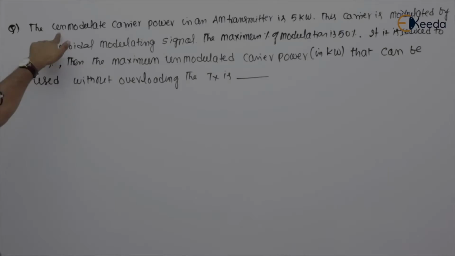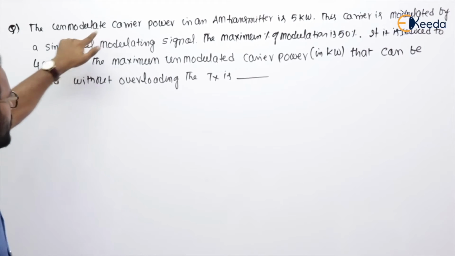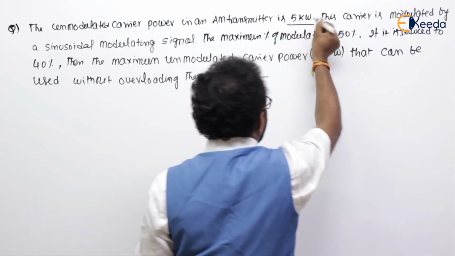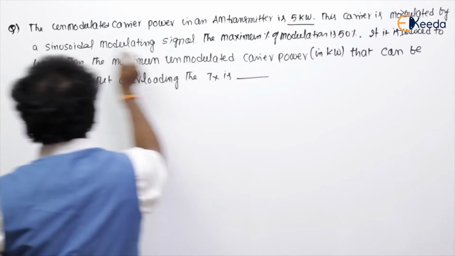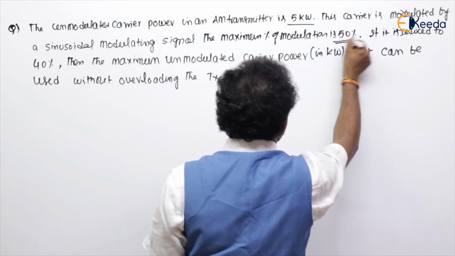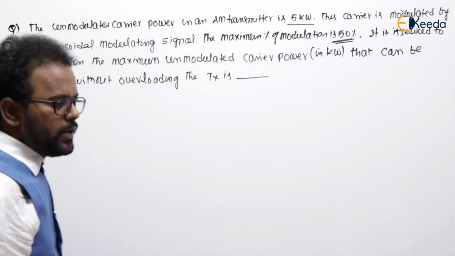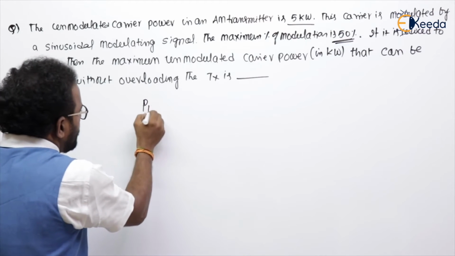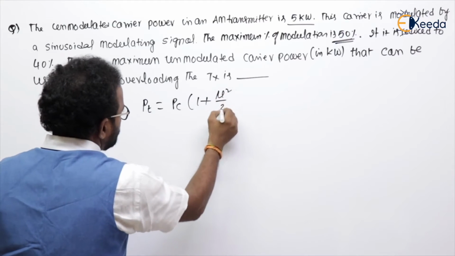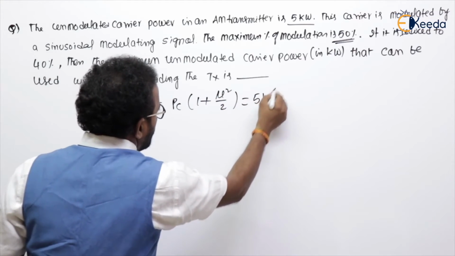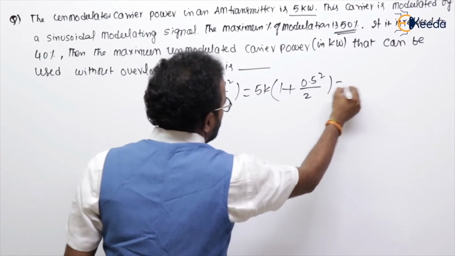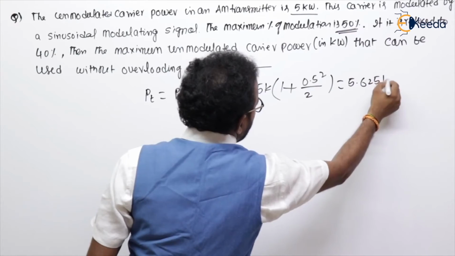Simple problem. The unmodulated carrier power in an AM transmitter is 5 kilowatt. This carrier is modulated by a sinusoidal modulating signal. The percentage of modulation is 50%. So can you calculate PT from there? PT is nothing but PC into 1 plus mu squared by 2. PC value is 5k. Mu value is 0.5 because 50%. You will get 5.625 kilowatts.